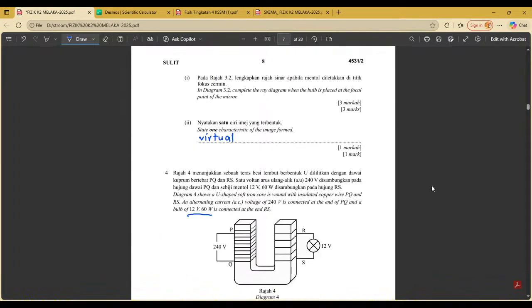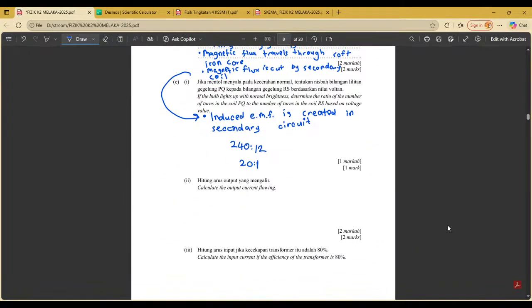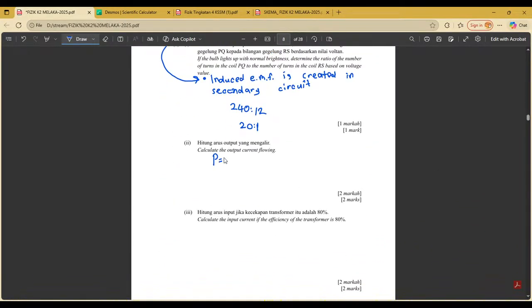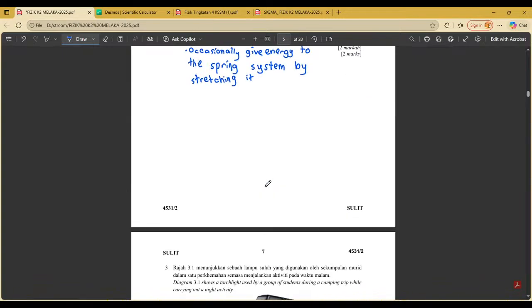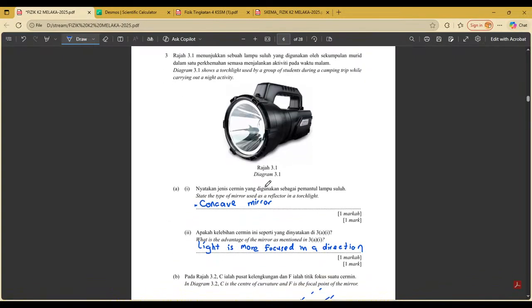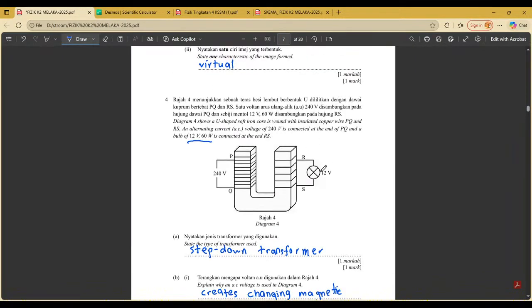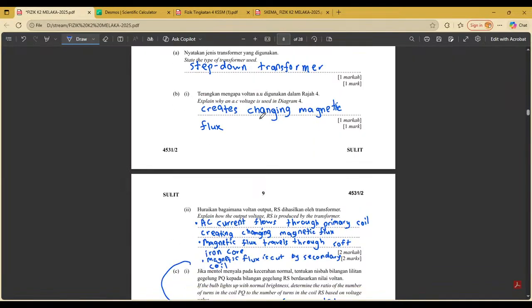Calculate the output current flowing. 60 watts, 12 volts. P equals VI. I equals P over V equals 60 watts over 12 volts equals 5 amps. 60 and 12, right? 60 watts and 12 volts, yes.